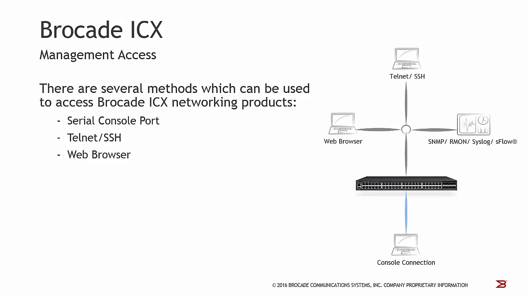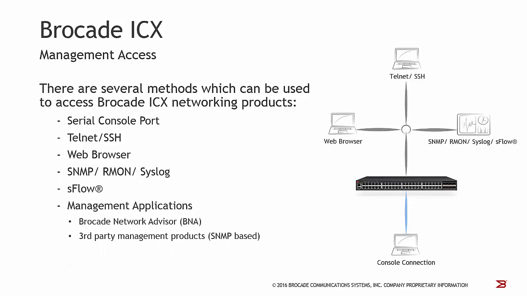There are several methods which can be used to access the Brocade ICX systems. Within my last video I already covered the serial console port connection, telnet SSH access and web-based access. Within this video I would like to cover SNMP, RMON and Syslog access and sFlow monitoring. For these methods you need a special management application like the Brocade Network Advisor tool or any third-party management product which at least supports SNMP.